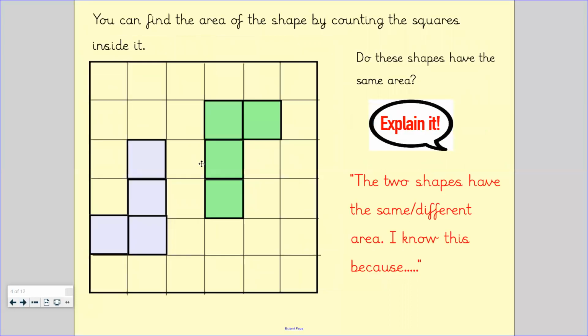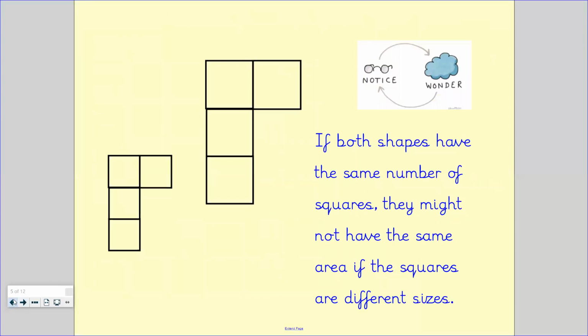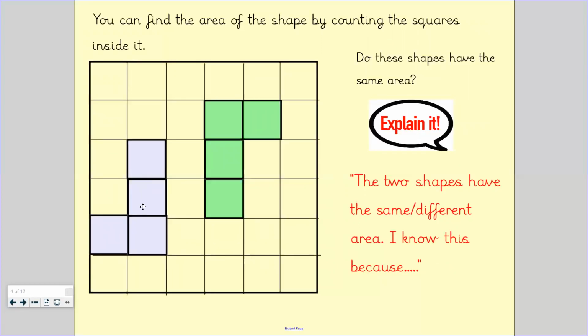And you can find the area of a shape by counting the squares inside it if your shape is on squared paper. So look at these two shapes here and have a think. Do they have the same area? And how do you know? So they do have the same area because if I count the squares, this one has 4 and this one also has 4. Okay, so they both have the same area.